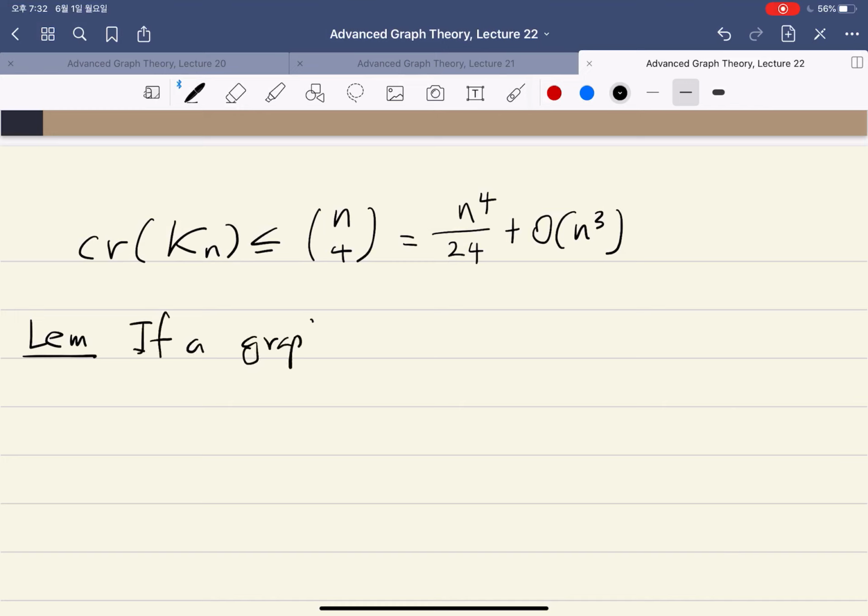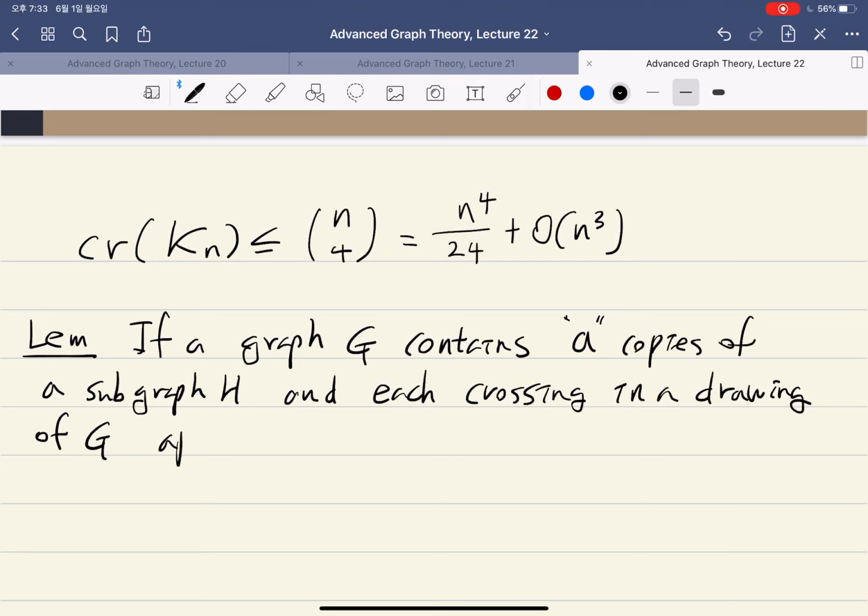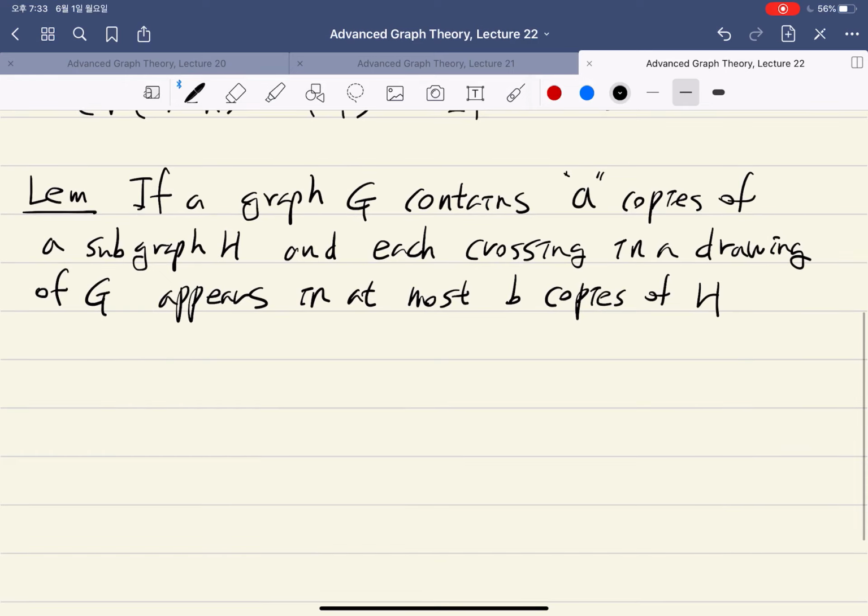If we have a graph G, if it contains, say, A copies, where A denotes the number of copies of a subgraph H, and each crossing in a drawing of G appears in at most B copies of H, then the crossing number of G is at least A over B times the crossing number of H.